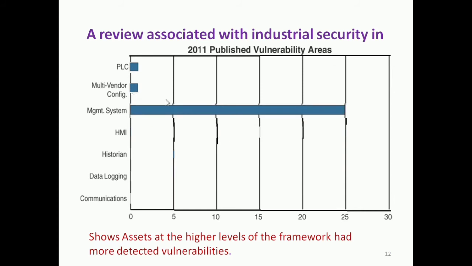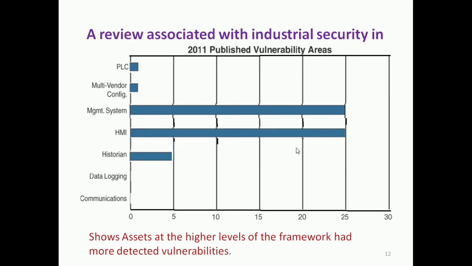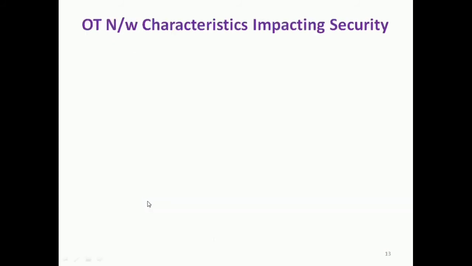The management system has a very huge number of vulnerabilities reported, nearly 25, and the human machine interface is also in the same range. We have the historian, where experts say the vulnerabilities are nearly 5, and for data logging the vulnerabilities are almost 3, and communication maybe less than 2.